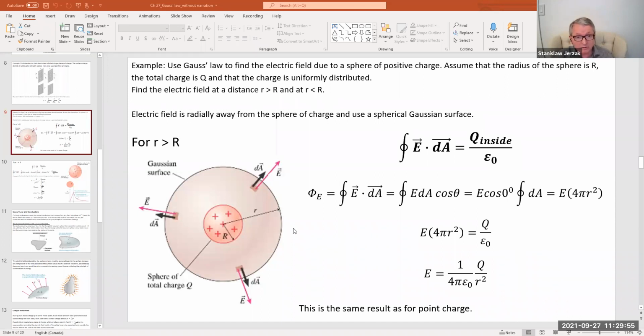Today's lecture will be devoted to Gauss law. It will be the last lecture devoted to Gauss law, although the tutorial on Wednesday will be related, actually entirely devoted to Gauss law. And you can expect, of course, questions on test number 1 related to Gauss law as well.